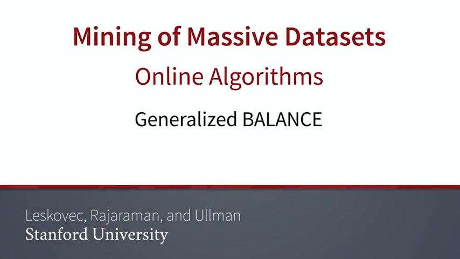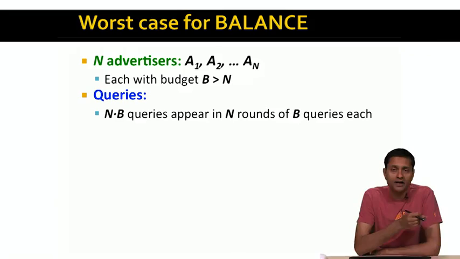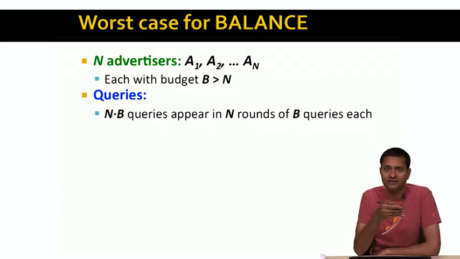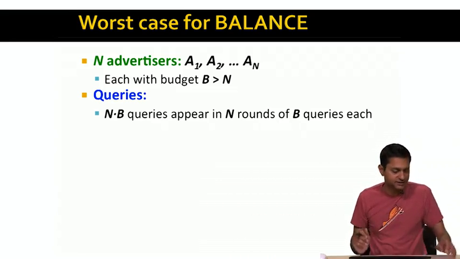Let's say there are n advertisers, A1 through AN. And let's say each advertiser has the same budget B, and that B is greater than n. There are going to be n times B queries that appear in n rounds of B queries each. So we're going to actually get one query at a time, but we're going to group them into n rounds of B queries each.